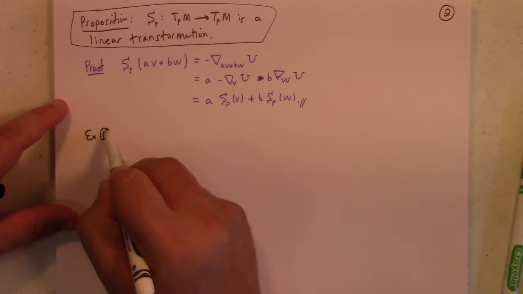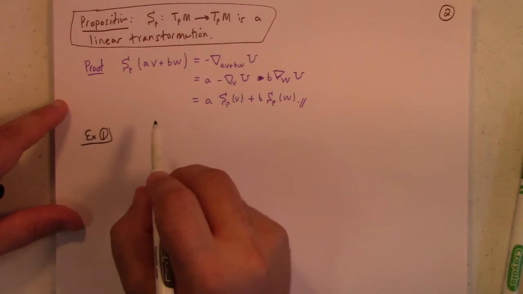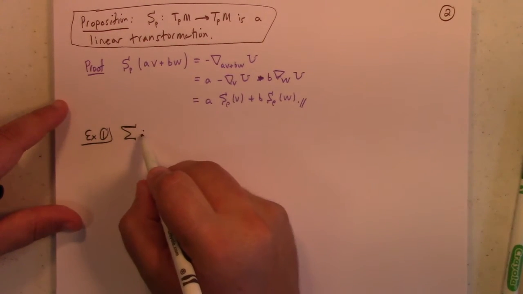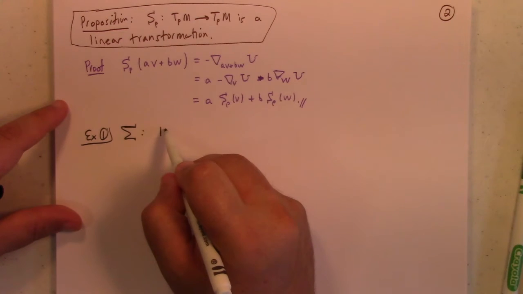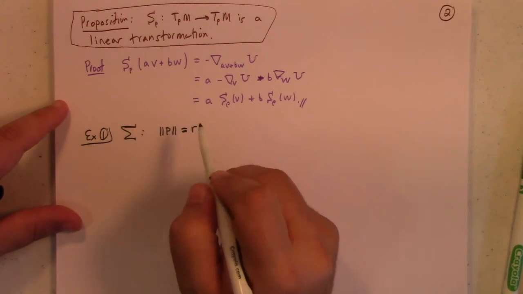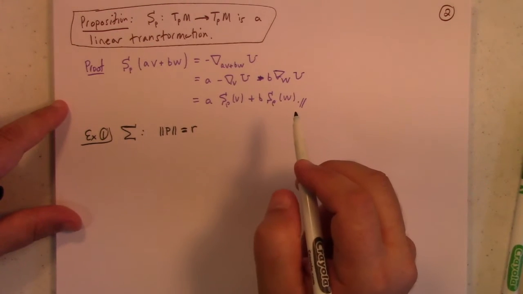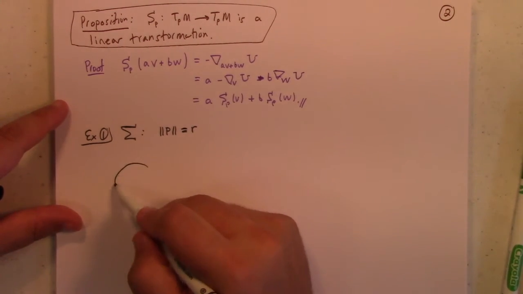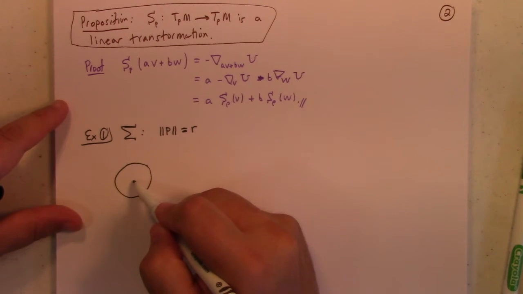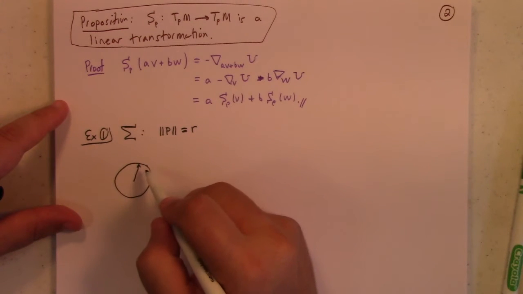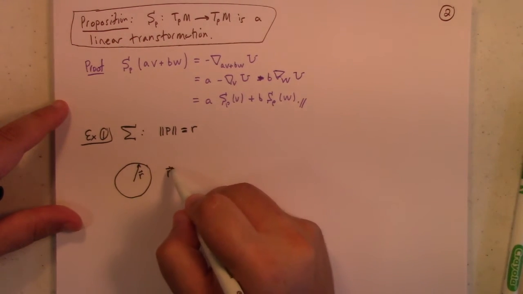Example 1. How about the sphere? In particular, the set of points such that the length of the point is equal to r. In other words, a sphere of radius r centered at the origin. Well, if you kind of picture that, it's not hard to see that if this is the vector, this vector, I sometimes would call it r vector in physics.